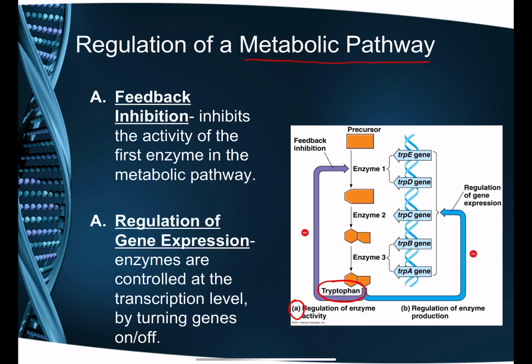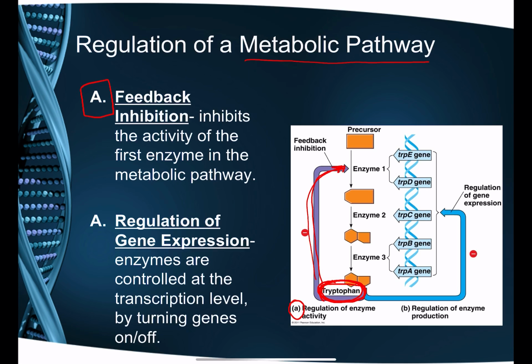And so this is an example of feedback. So we talked about feedback in Unit 1 and then again in cell communication. So in feedback, basically we have a product such as tryptophan that's going to stop its own synthesis. So remember, feedback can be positive or feedback can be negative. In positive feedback, the response amplifies the stimulus. In negative feedback, the response stops or reduces the stimulus. And so that's what this is here.